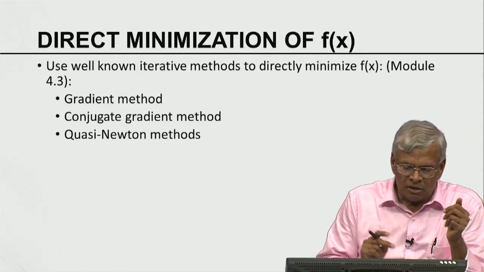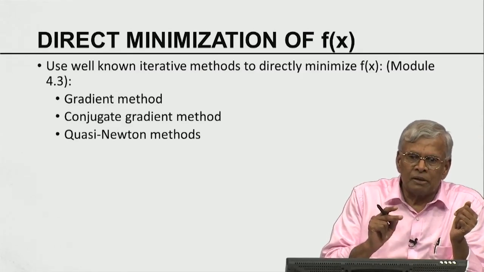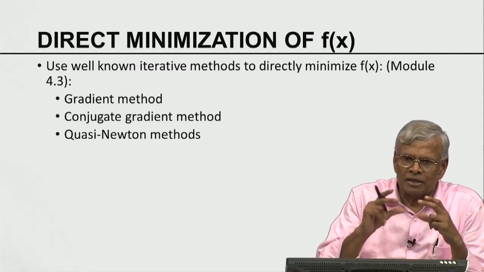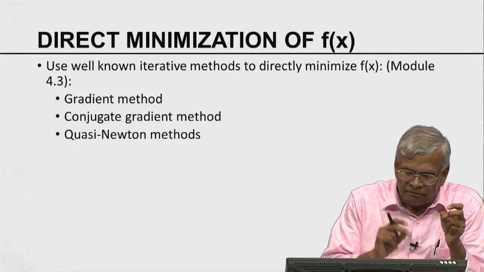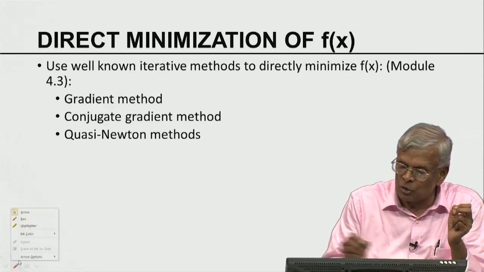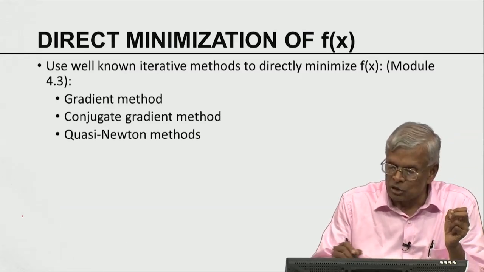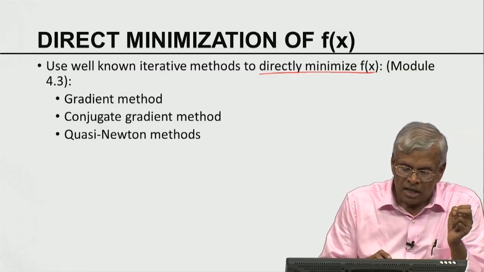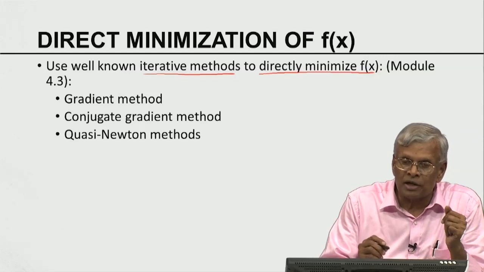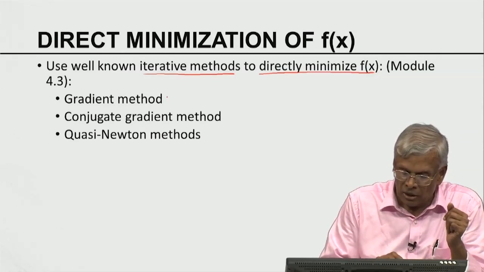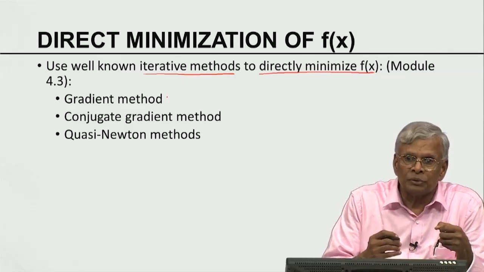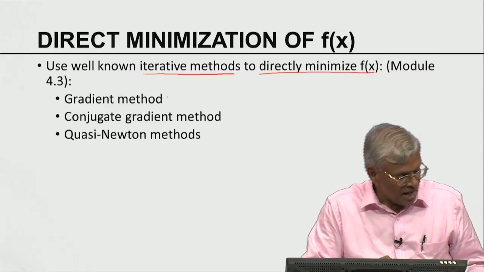The alternate method would be, instead of solving the gradient equal to 0 and the resulting linear equation, we could have directly minimized f of x, which is the square of the sum of the residuals. I could directly minimize it using iterative methods. Some of the well known methods for iterative minimization are called gradient methods, conjugate gradient methods and quasi-Newton methods. We are going to provide some overview of the workings of these methods as well.